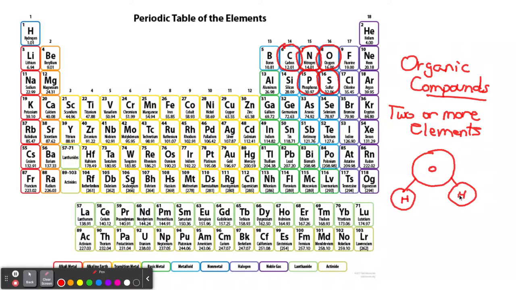And it forms this bond. And of course, we know this is H2O. It has two hydrogen, right, and one oxygen. This is a compound. It's a compound because it has two or more elements. Right? And we can make another one here.